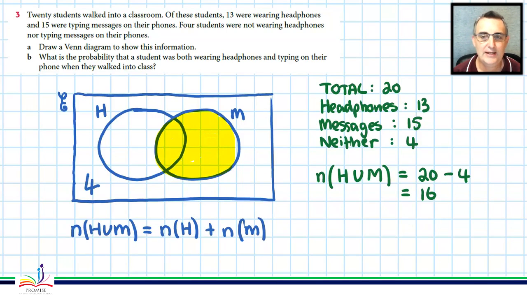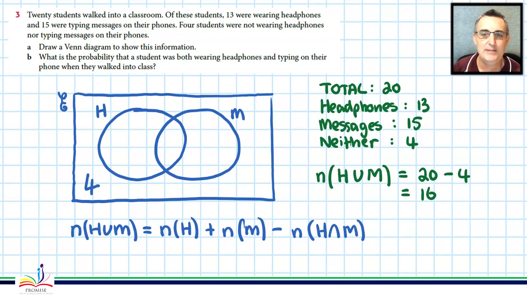But if we do that, we've counted that middle section twice. We counted it once when we used the number in H, and we've counted it again when we've used the number in M. So we should subtract it because it's in there twice. So the number in H or M is equal to the number in H plus the number in M minus the number in H and M. Now that's the addition rule for probability.